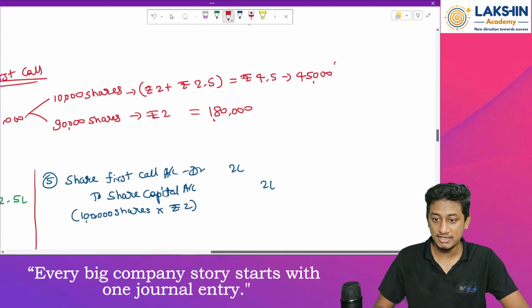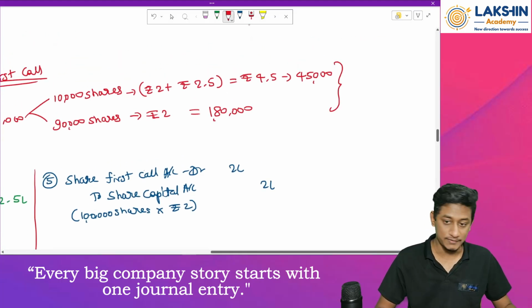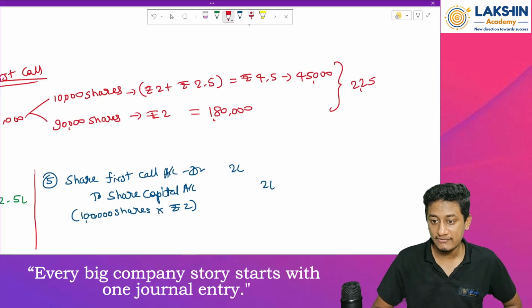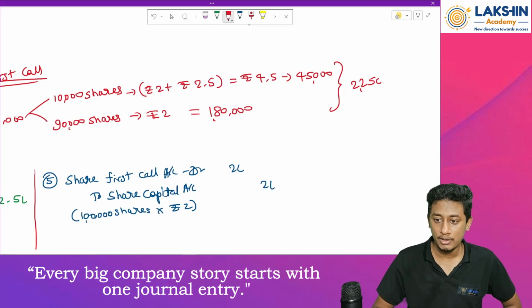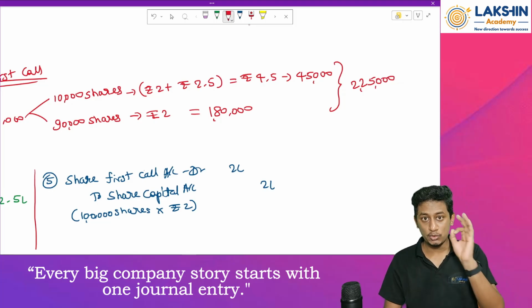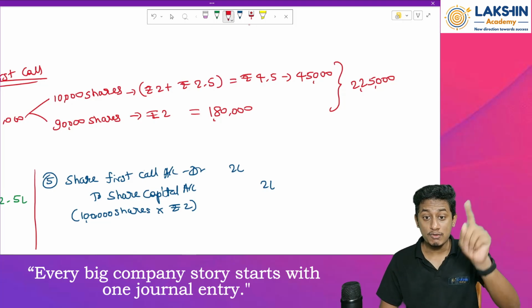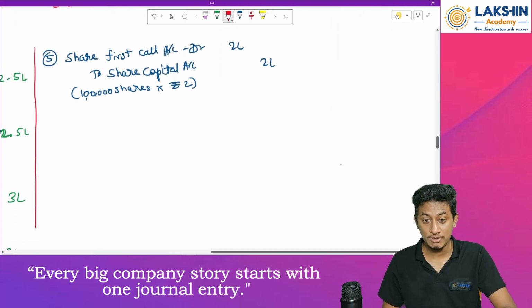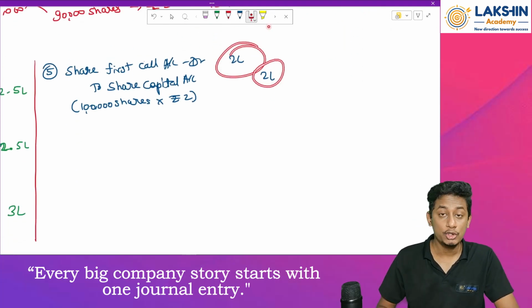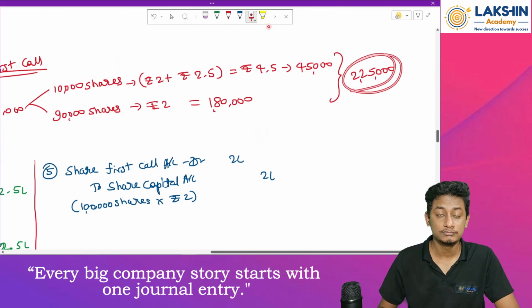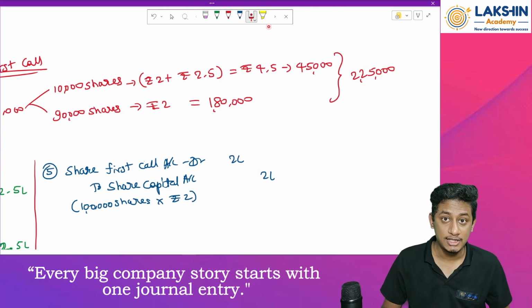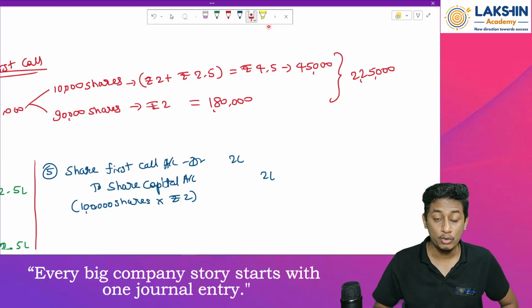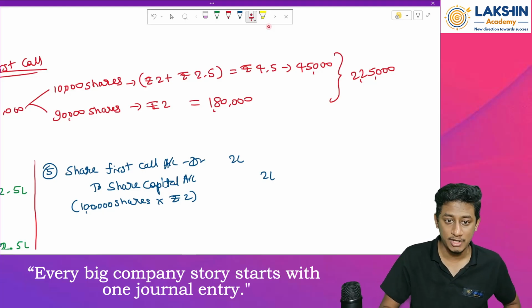Now tell me how much is received in the bank account. Add both of them. So 45,000 plus 1,80,000 equals 2,25,000 has been received on first call. Clear? Rupees 2,25,000 has been received on first call. How much was supposed to be received? Only rupees 2 lakh. But how much did I receive? 2,25,000. So how much belongs to call in advance? Only rupees 25,000.